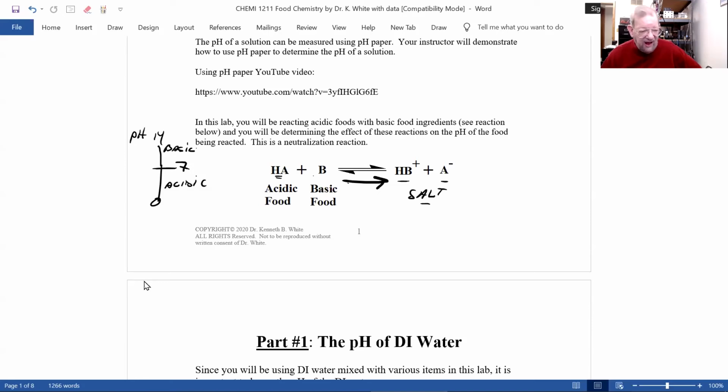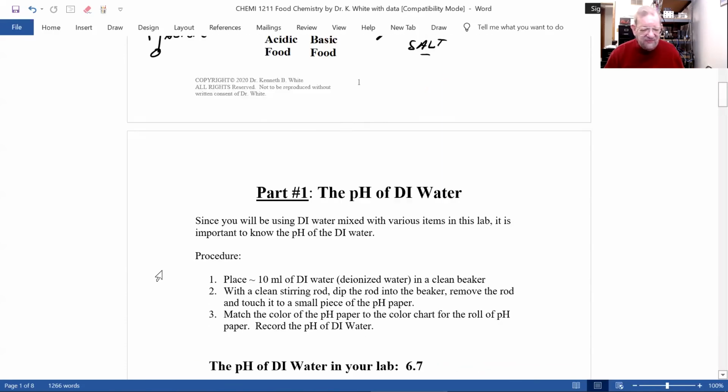It's called neutralizing it because it moves the pH up. And therefore, you're getting closer to neutral pH, which is 7. And that's why this is called the neutralization reaction. And in this lab, you'll be reacting various foods with 2 different bases and seeing what happens to the pH.